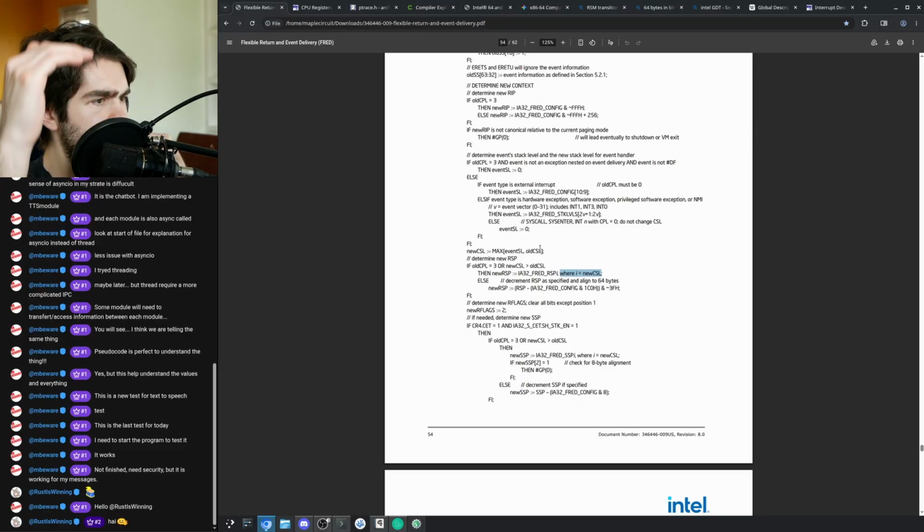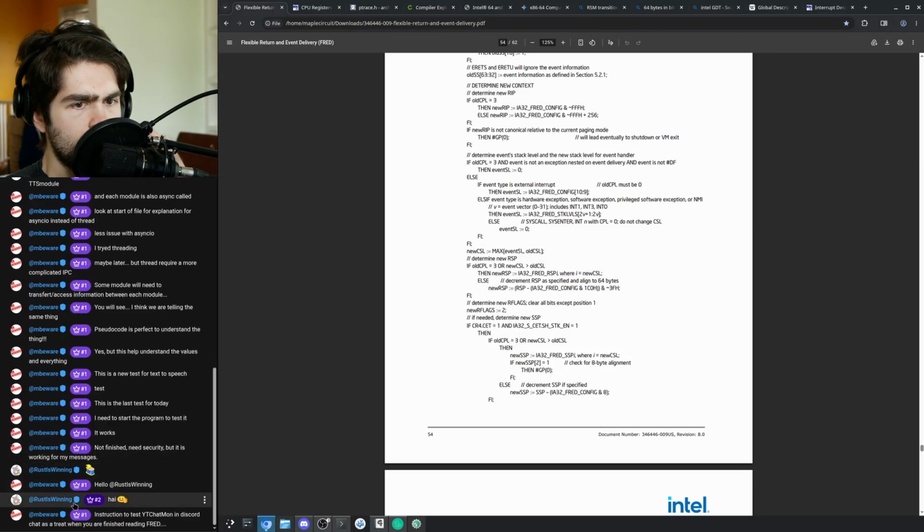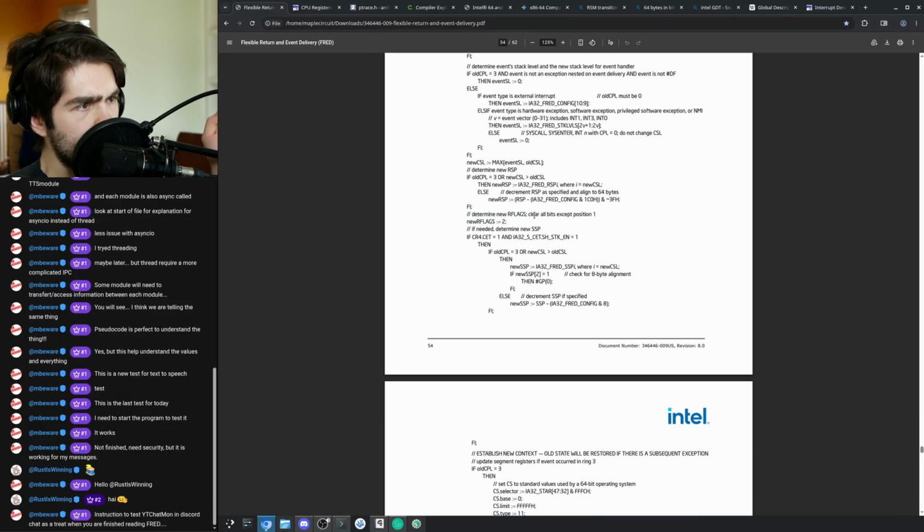Okay, so go down in your stack. So new RSP, yep, will do. Else, decrement return stack pointer. Okay, so if we are already in kernel mode, we can just go down a little bit. Makes sense. Determine the new RFLAGS.